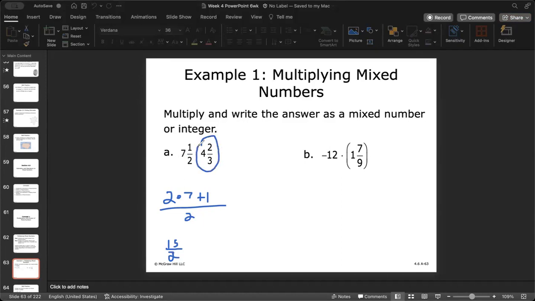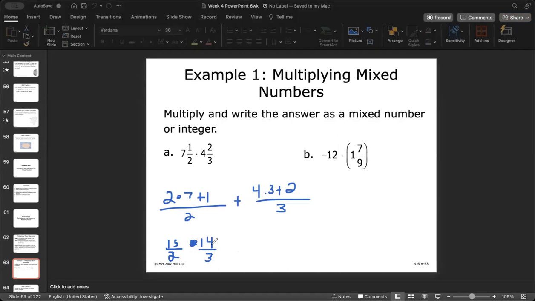Do the same thing here. 4 2/3, well, we take the 4 times 3, and then add the 2 in the numerator, and place that over 3. So now you simplify. 4 times 3 is 12, plus 2 is 14. And that's placed over the denominator of 3. I'm sorry, I'm doing plus. It's not supposed to be plus. It's times.